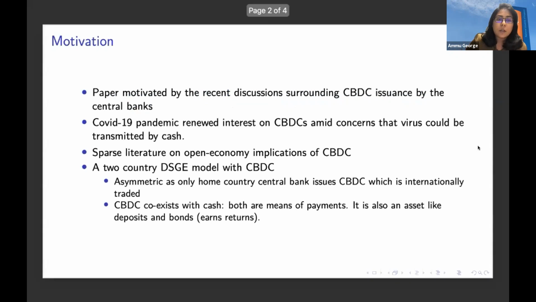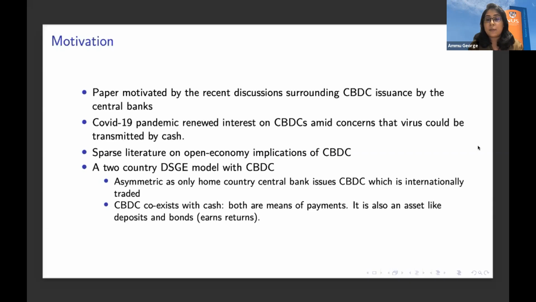So the paper is clearly motivated by the recent discussion surrounding CBDC issuance. As we all know, the BIS survey, which I am also going to talk about in my presentation, has shown that central banks are very keen on implementing CBDC in the next few years. And the COVID-19 pandemic has renewed the interest in CBDCs because there are some concerns as to whether the virus could be transmitted by cash. And the paper is also motivated very much by the very sparse literature on open economy implications of CBDC. So their paper is a valuable contribution on this front.